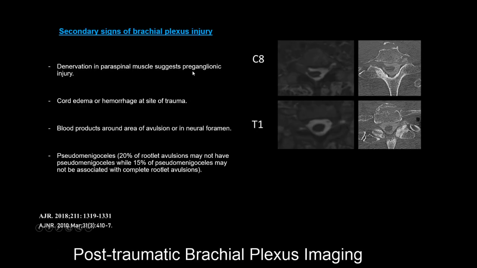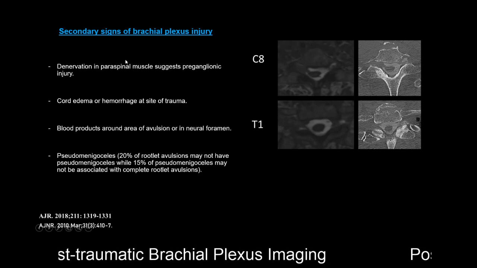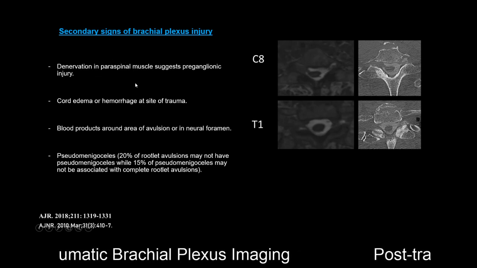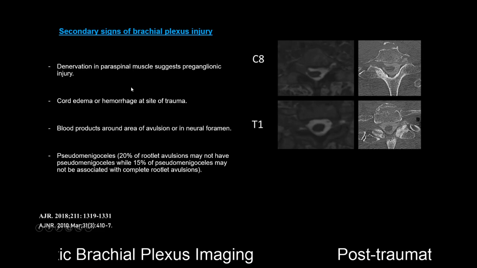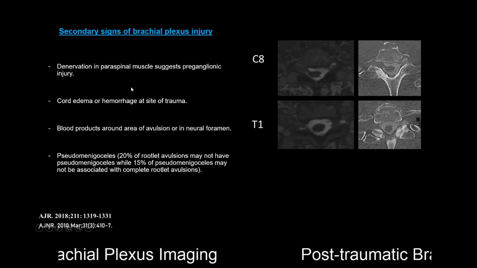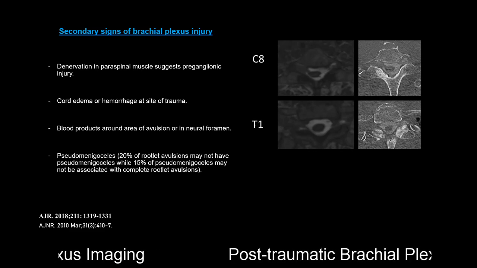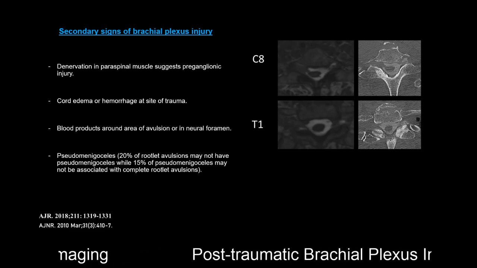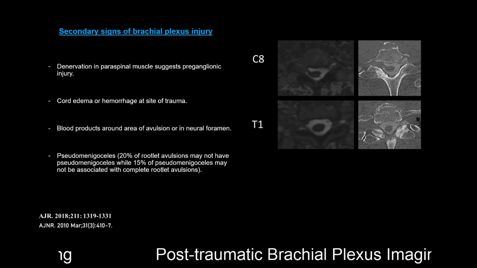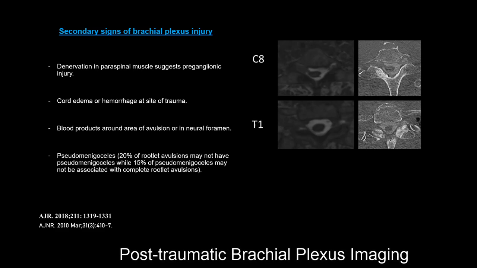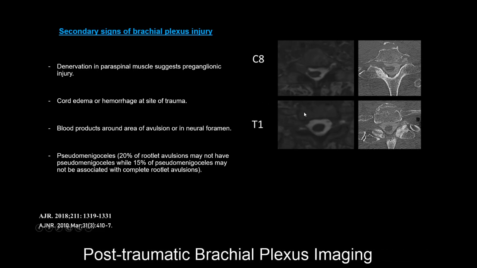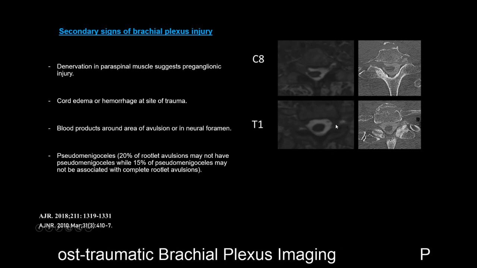Secondary signs of brachial plexus injury include denervation in the paraspinal muscles when it's preganglionic, cord edema, hemorrhage at the site of trauma, blood products in or around the neural foramen, and pseudomeningocele. So pseudomeningoceles are these nerve sleeve injuries where you see CSF extending out into the foramen, sort of ballooning out.